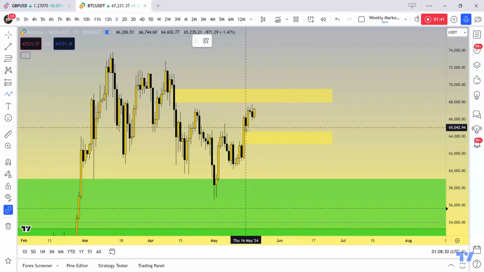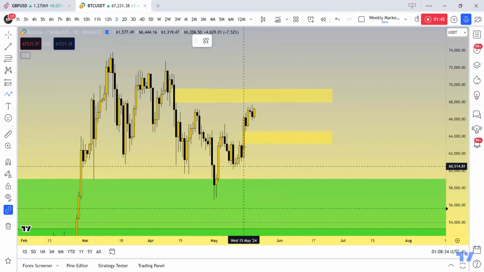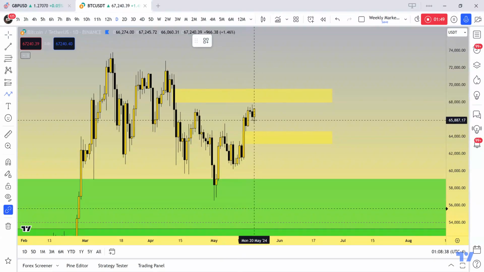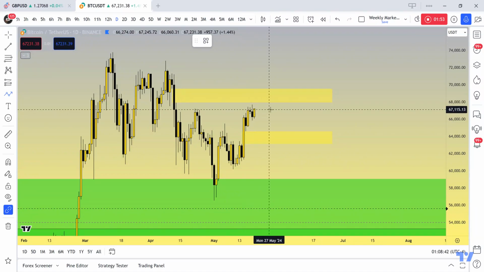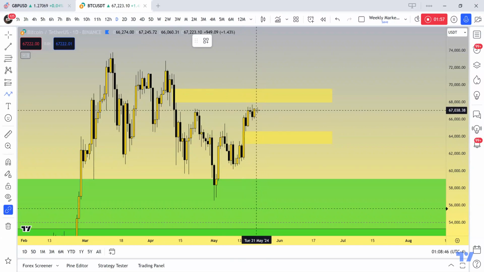So we have an order block created here. Price came into the monthly, consolidated, expanded, found support at this high, created this order block. Price came into it, almost to the midpoint, and started expanding up. So it seems to me like we're going to start moving up.